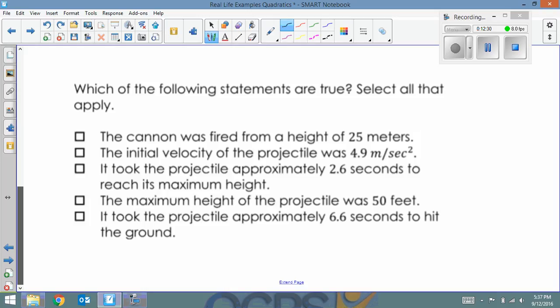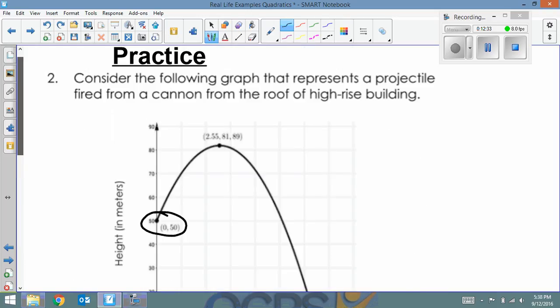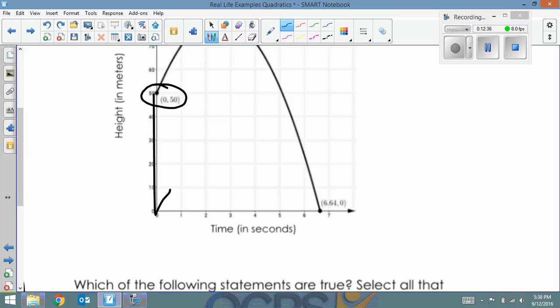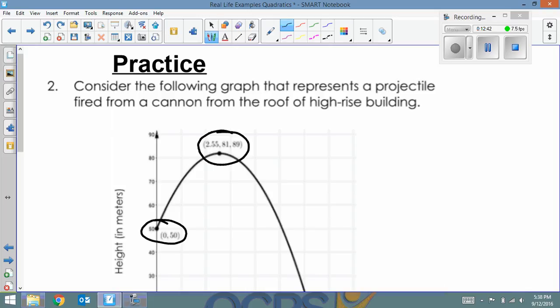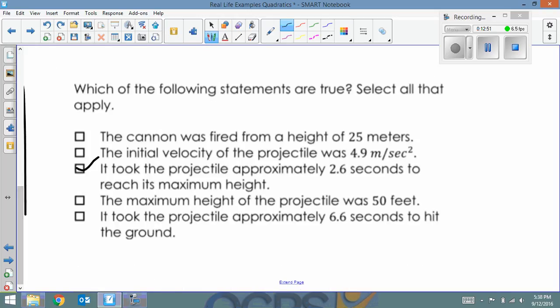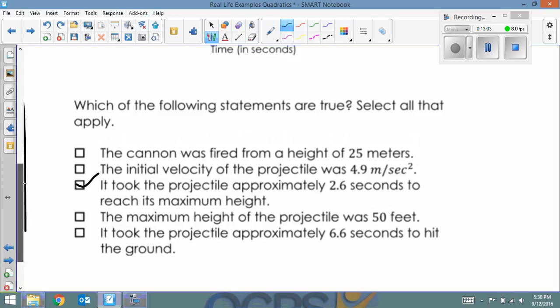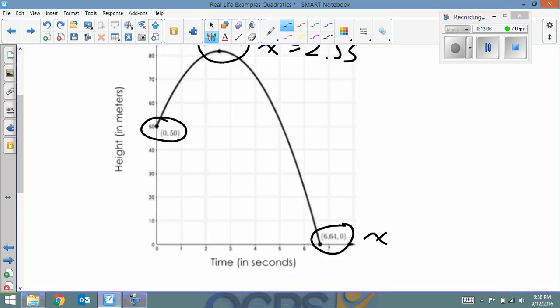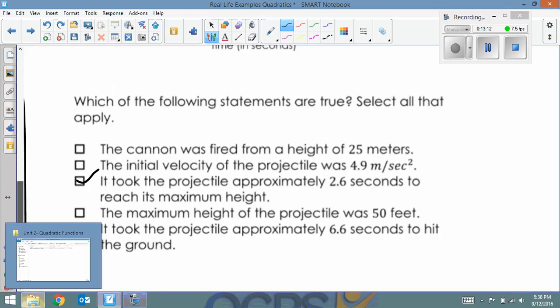It took the projectile approximately 2.6 seconds to reach its maximum height. So if we look here at our maximum height, which it does give us at the top, our x-coordinate there is 2.55. So it did take about 2.6 seconds to reach that height. So that's true. The maximum height of the projectile was 50 feet. We know that is not true because that was the initial height. And it took the projectile approximately 6.6 seconds to hit the ground. So if we look at our ending here, the x-coordinate of that is 6.64. So that's about right. It did take about 6.6 seconds to hit the ground.